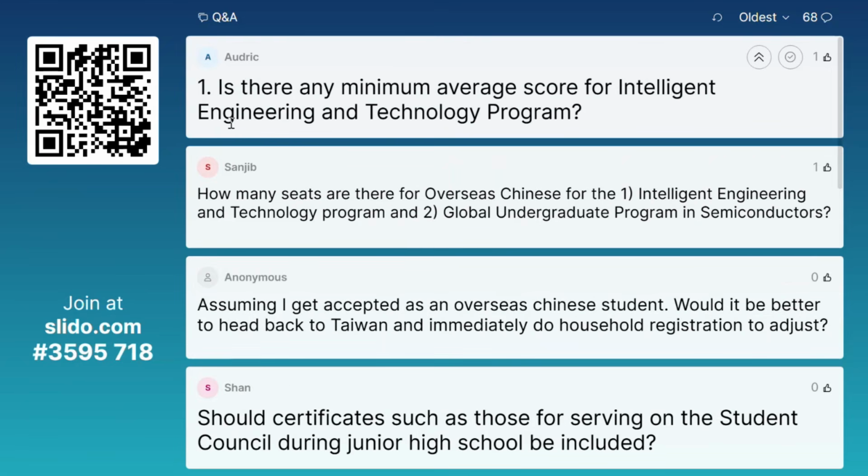Okay, our next question is, is there any minimum average score for the interaction and IET program? Okay, so we don't have any student from IET here, but it's the same because we don't have a minimum GPA, so all the things you submit are very important.